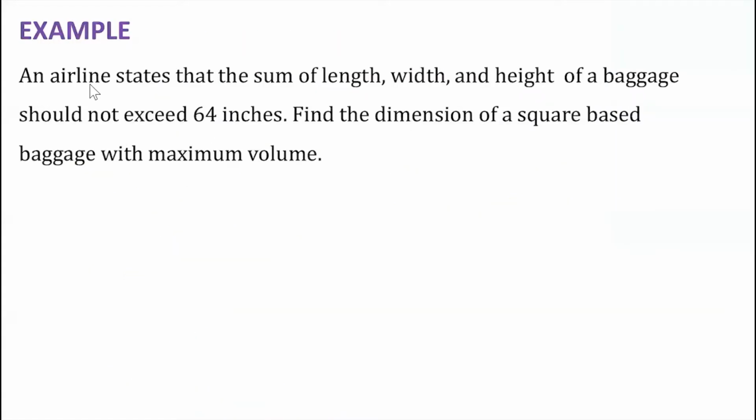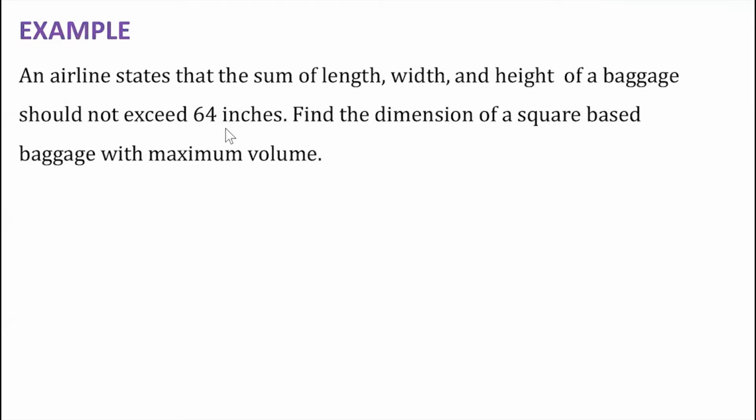Example: an airline states that the sum of length, width, and height of a baggage should not exceed 64 inches. Find the dimensions of a square-based baggage with maximum volume. So here we are looking for a baggage where the length, width, and height, if you add these three, should not be more than 64. So the maximum you want is 64 inches.